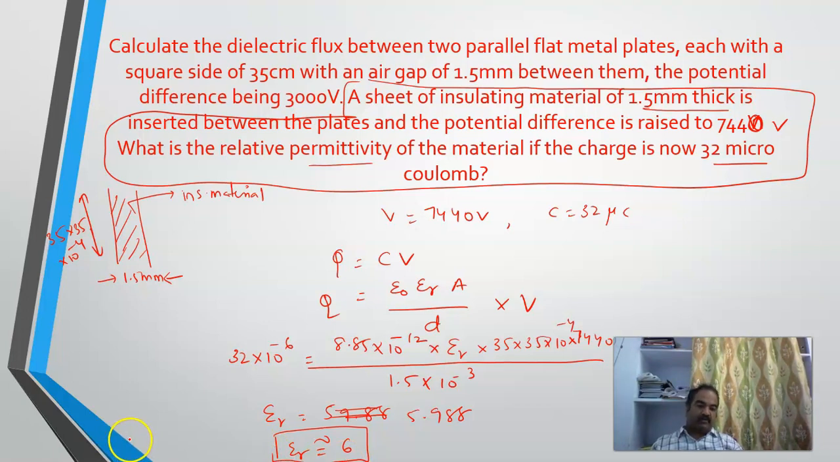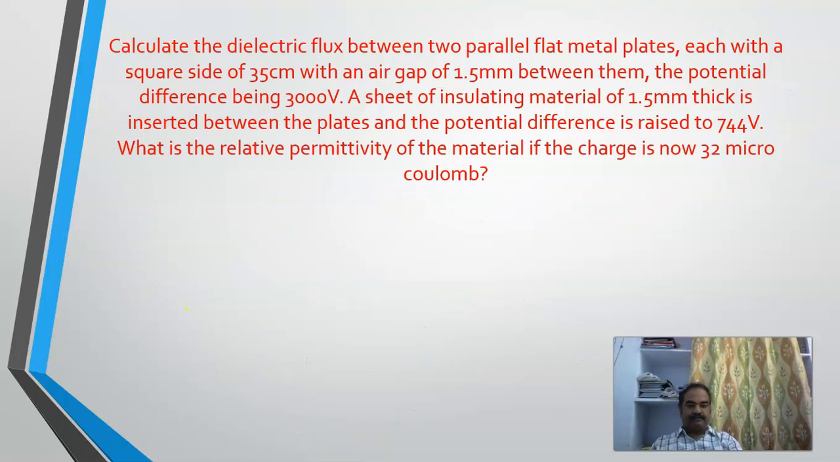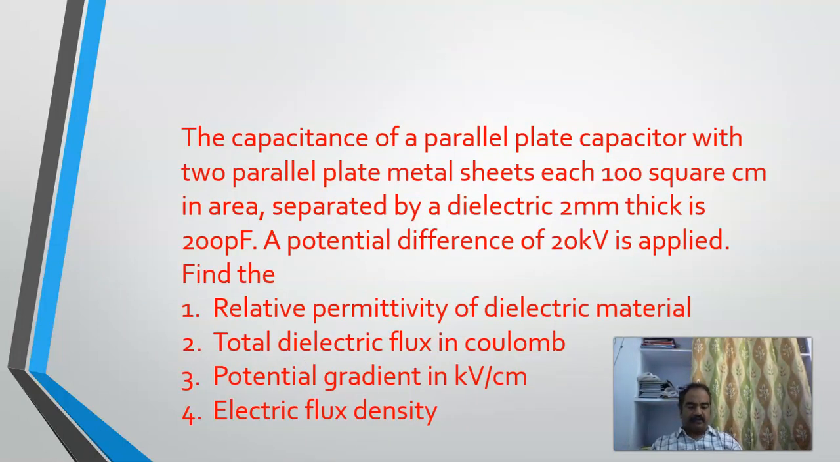So this is what the problem requires. What is required? The relative permittivity of the material, and that is equal to 6. Okay, now we will move on to the next problem.